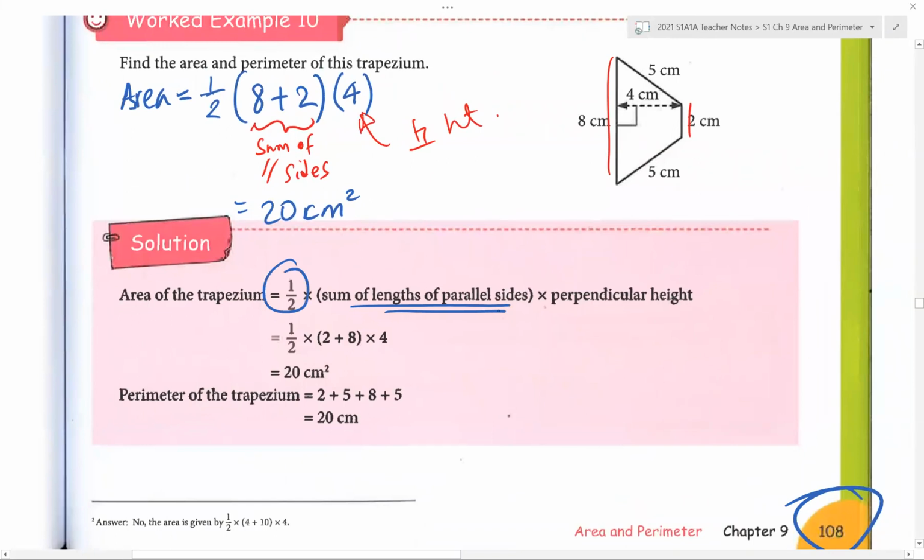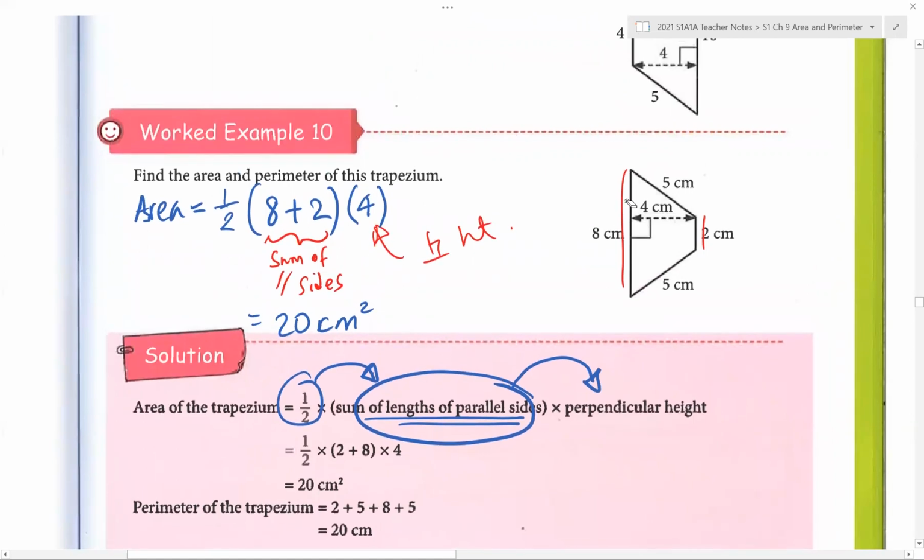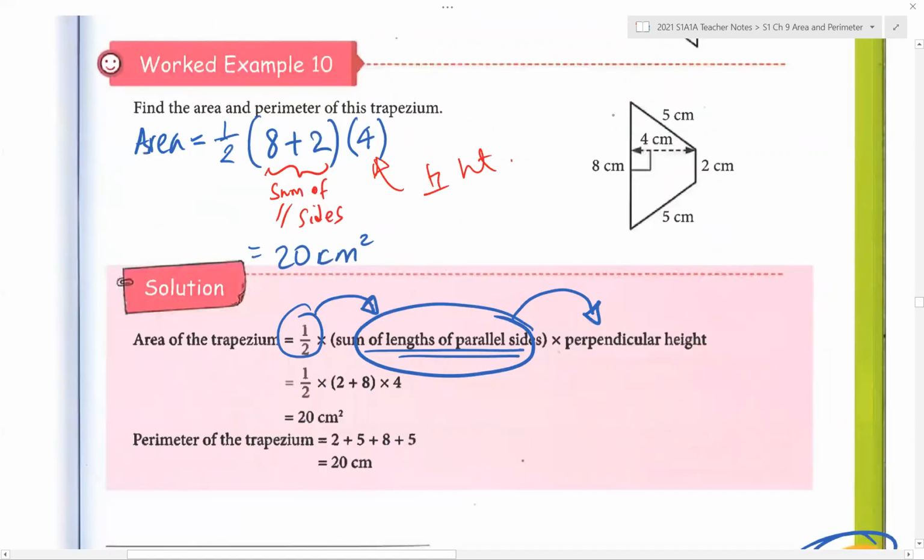Parallel lines, we can look at the diagram and we can identify parallel lines. All we need to do is to add up the two lengths of the parallel sides. Once you add them up, multiply it with the half and multiply it with the perpendicular height. So you need to identify the perpendicular height as well. So we also covered our work example number 8. Half times the sum of the parallel sides being our 8 cm and our 2 cm. These are the two parallel sides. And we multiply it by the perpendicular height of 4. So this is our recap for the area for a trapezium.